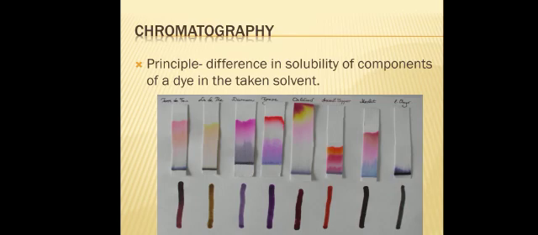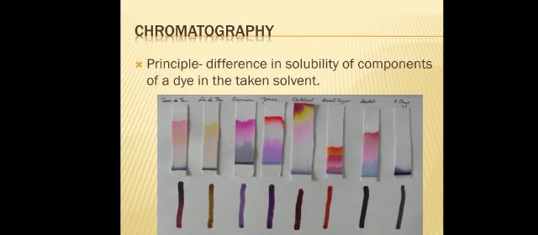A dye contains different components of varying colors. For example, blue or black ink, or extract of flower, or extract of leaf, or you can also take the example of blood. Blood is also a mixture of different components. Different components of blood can be analyzed by the process of chromatography.